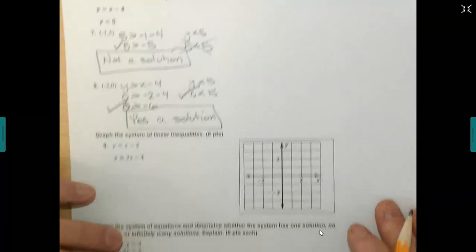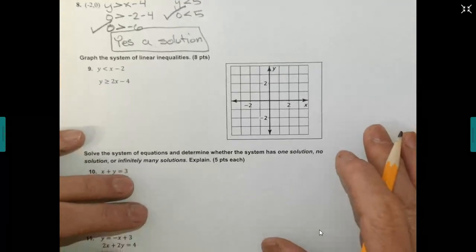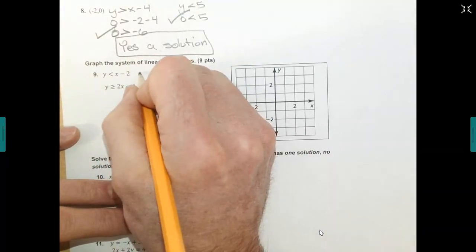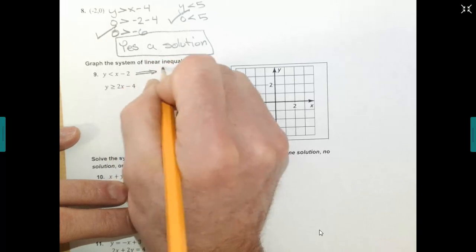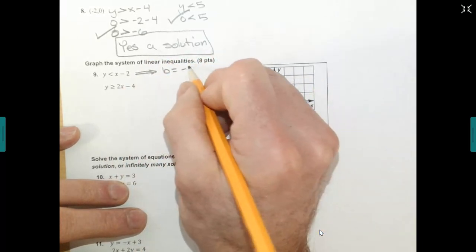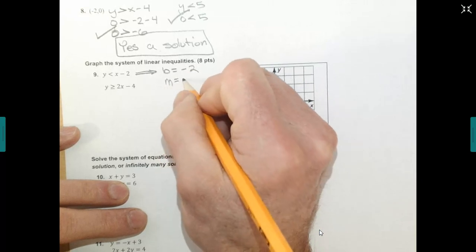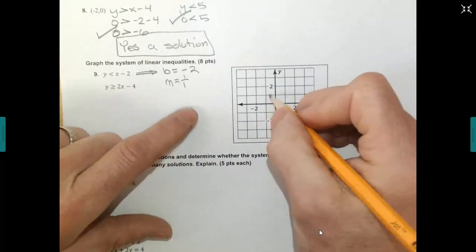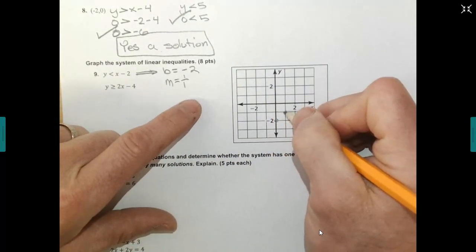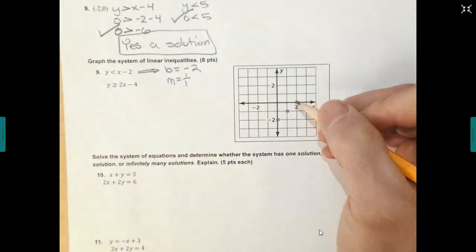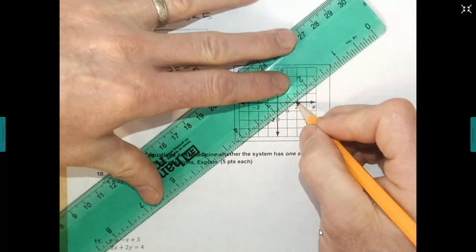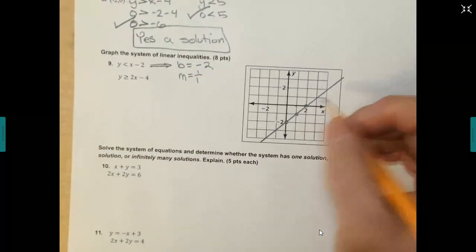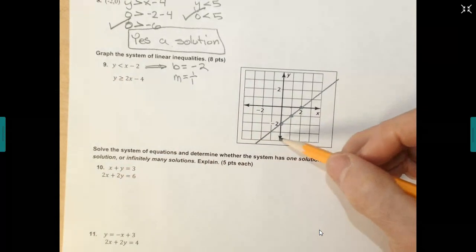All right. Moving on to number 9, graph this system of linear inequalities. This is where I'm going to use a highlighter. So for this one, my y-intercept is negative 2, and my slope is 1 over 1, because it's 1, right? So start at negative 2, go 1, 1, 1, 1, so on and so forth. Now, do I shade above or below? It says less than, so I'm guessing I'm going to shade down here.